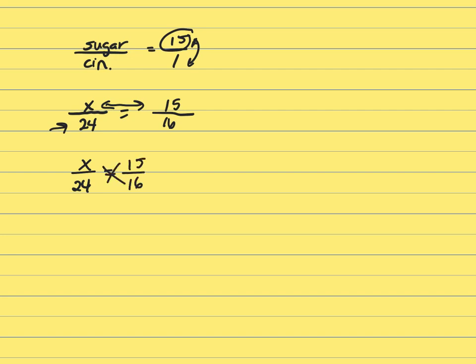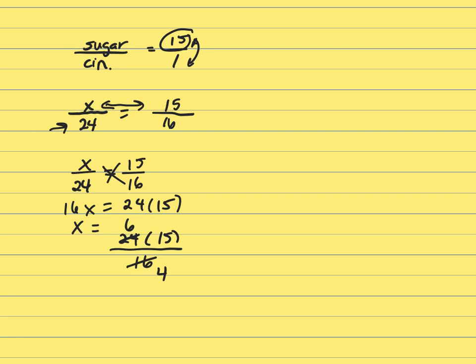And you cross multiply, and that gives you 16x equals 24 times 15. And now divide both sides by 16. That's 24 times 15. Don't multiply those out. We don't want our numbers to get bigger. Now 4 will go into 16 4 times. And 4 will go into 24 6 times.